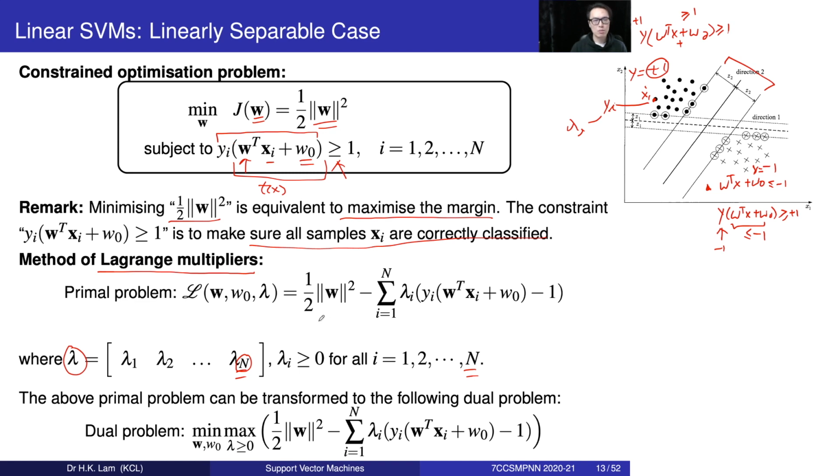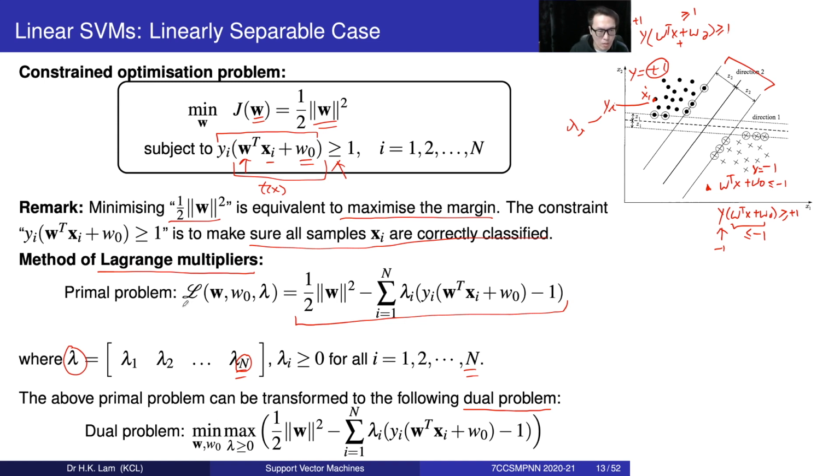So this is the primal problem we set up for this constrained optimization problem. According to the existing result, this primal problem can be transformed into this dual problem, which can be handled more easily. So it becomes a min-max problem.